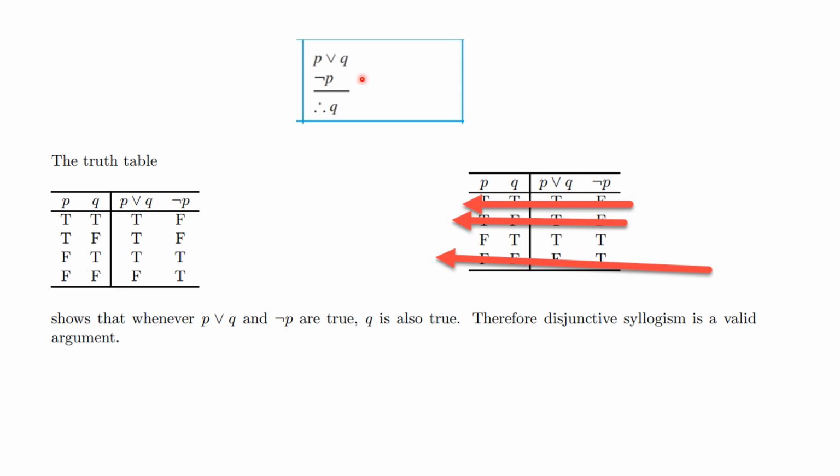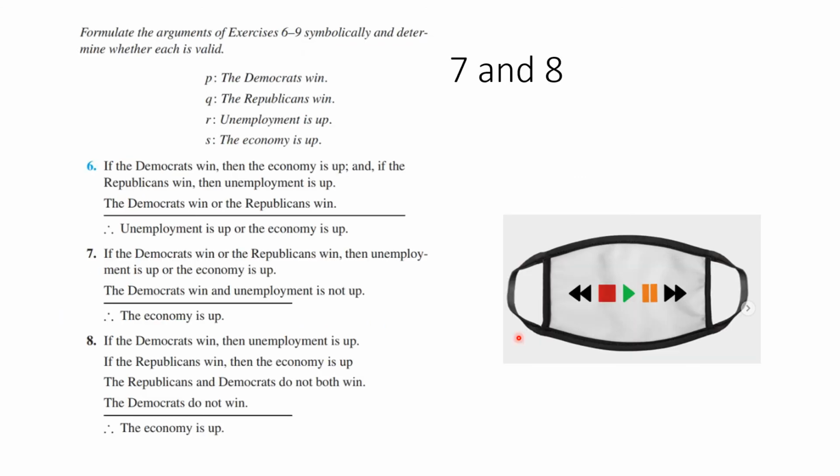This was the disjunctive syllogism, P or Q, not P, therefore Q. We build this truth table. We cross out everywhere where P or Q is false, or where not P is false. And we see that we're forced to conclude that Q is true. Therefore, disjunctive syllogism is a valid argument.